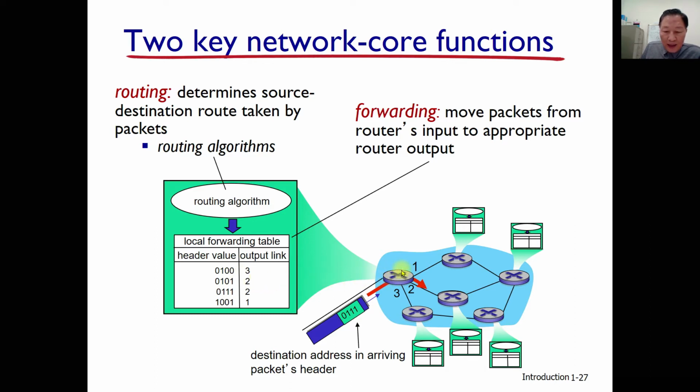And if we are looking microscopically at this specific router, then that function is the forwarding function. This one is moving a packet from the router's input to the appropriate router output. That is the forwarding functionality of this router. But the routing functionality is the overall functionality, considering the whole journey to the final destination. That is a big difference from forwarding.